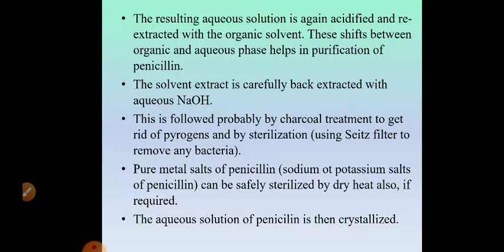Okay, now you perform purification. This is followed by treatment with charcoal to remove pyrogens, that means fever causing substances are removed. Then it is sterilized by using a size filter to remove any bacterial contamination. Then finally, after purification and sterilization, you get pure metal salts of penicillin, that is sodium or potassium salt, depending upon whether you have added NaOH or KOH. The metallic salts of penicillin can also be safely sterilized by dry heat if it is required.